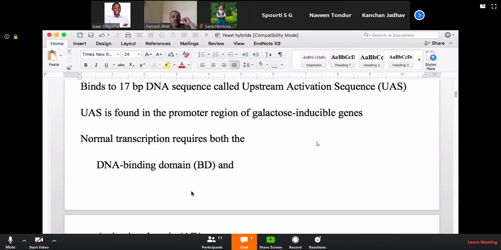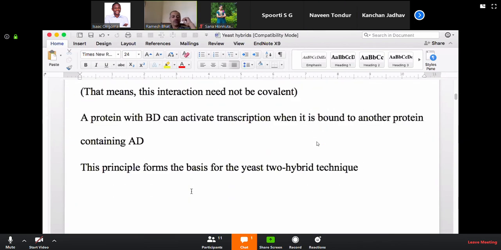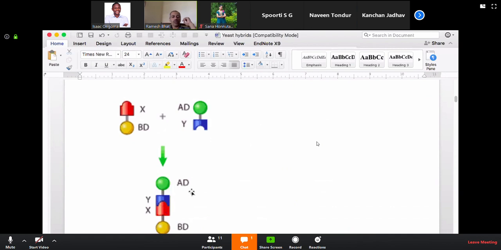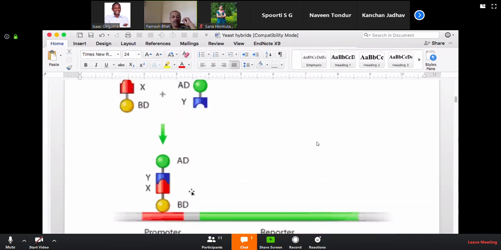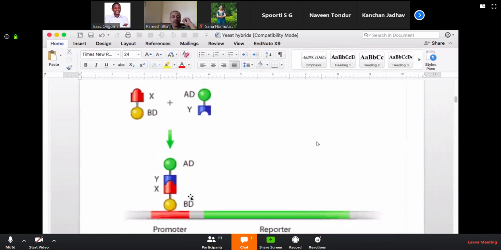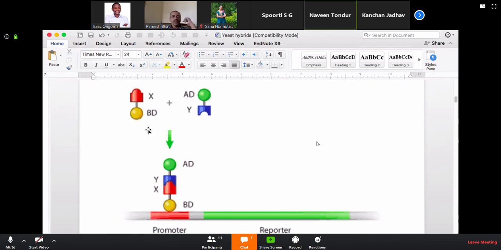how to know whether the full transcription factor is produced or not? Here is an example. Can you see this picture? See, there is one protein here called protein X, and it has got only binding domain. There is no AD domain here. Whereas there is one more protein here, which has got only AD, and this is Y protein.